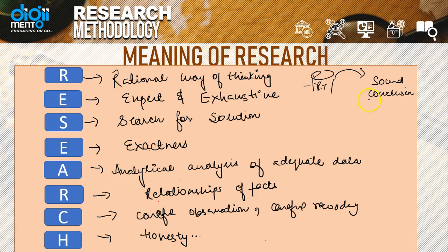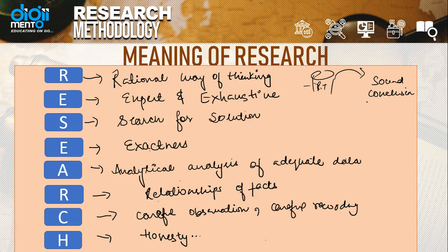Now the next one is E. E is expert and exhaustive. You should be very thorough and complete. You should be very expert in your knowledge. Now the next one is S. S is search for solution. For any problem, you find the solution. Now the next one is E. E is exactness. Very correct. Now the next one is A. Analytical analysis of your adequate data.